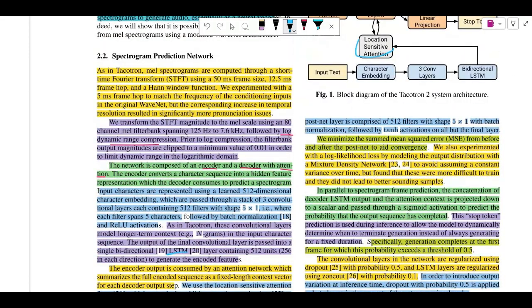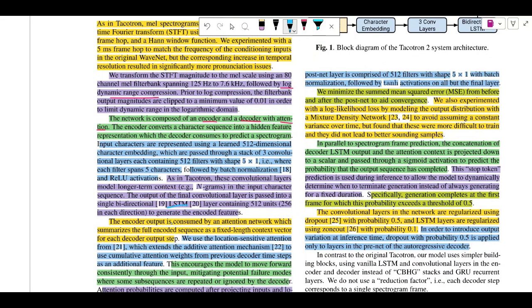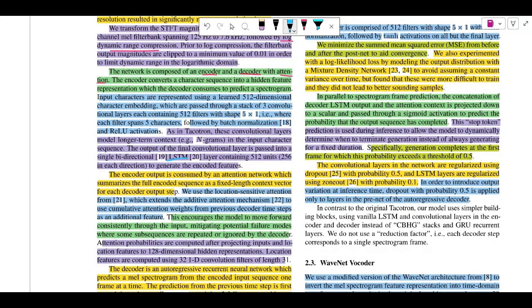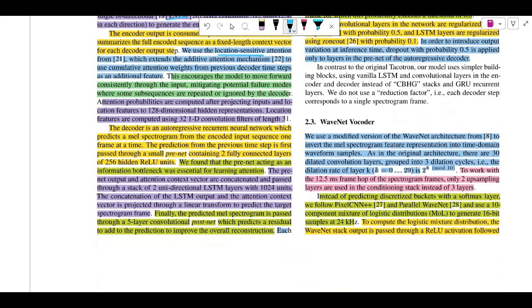Right. So this is your encoder. And this encoder output is consumed by an attention network, which summarizes the full encoded sequence as a fixed length context vector. This is just typical attention. They have a locality sensitive attention, which I'll skip because other papers in the future discard it. Right. And they have a decoder, which is an autoregressive recurrent network.